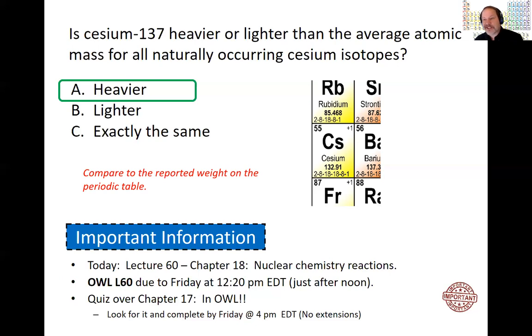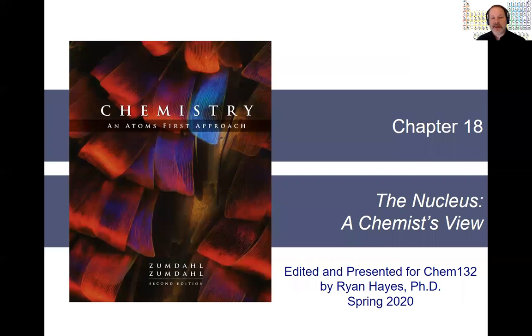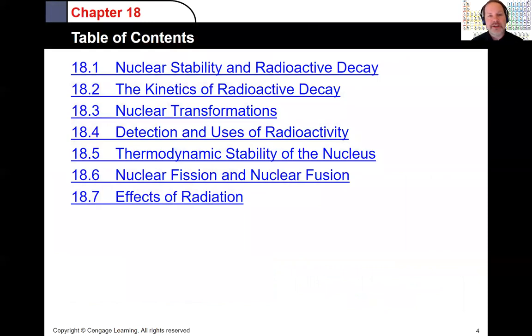I call this my lecture 60 for the semester in our Chem 132 series, and chapter 18 out of the Zumdahl textbook, An Atoms First Approach. Here we're going to look at a couple of subtopics: nuclear stability and radioactive decay, and what the kinetics of that are. It has to do with radiometric dating, how long isotopes live, and how we can predict and calculate that. What are some nuclear transformations and uses of radioactivity? And then we'll talk about some of the power behind these things.